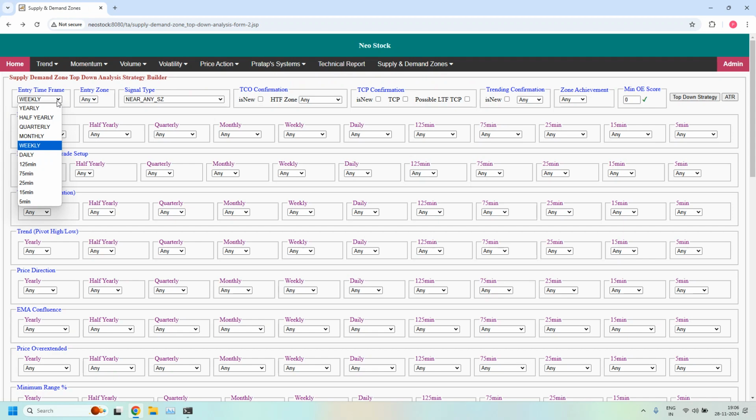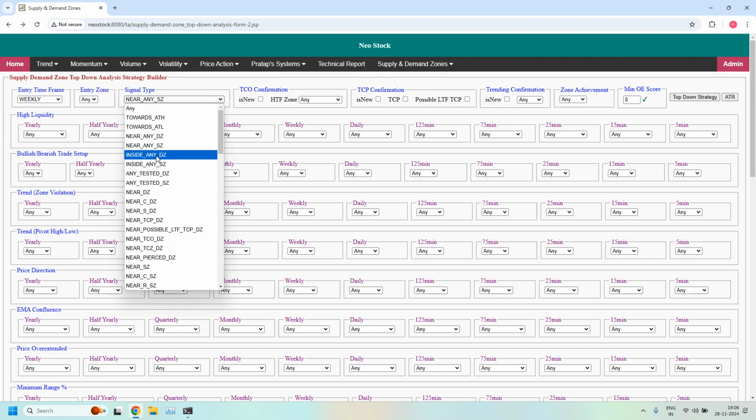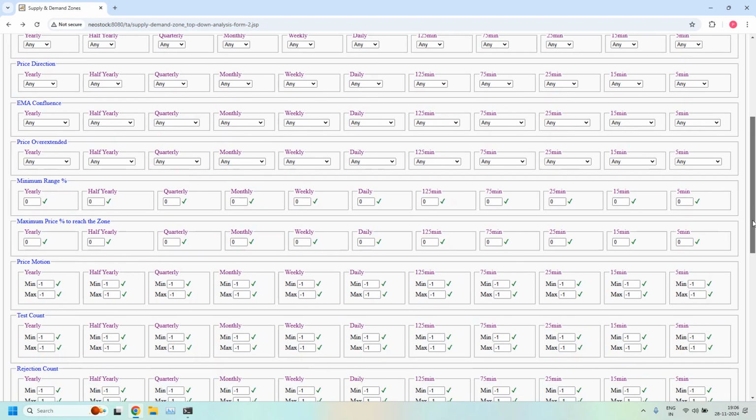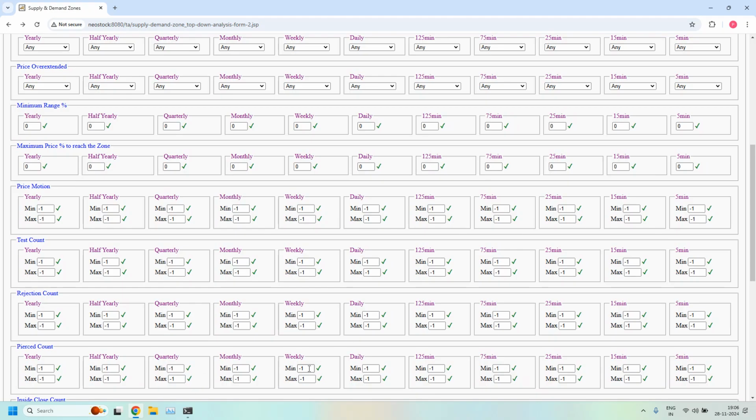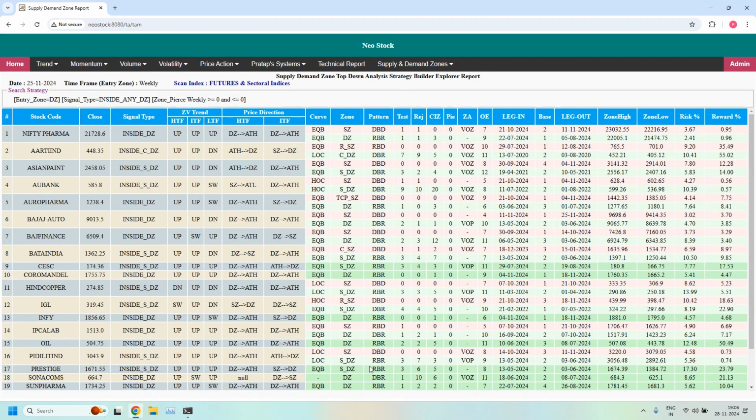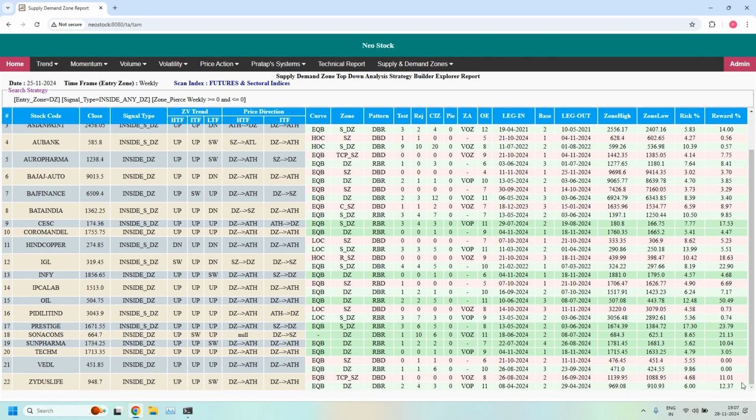Next, weekly time frame, price closed inside the weekly demand zone, and these weekly demand zones should not be pierced. So in the pierced count, weekly time frame, minimum value 0, maximum value 0. And we got demand zones where price closed inside the demand zones. First 19 stocks. I am scrolling the list down. So total 22 stocks are filtered.